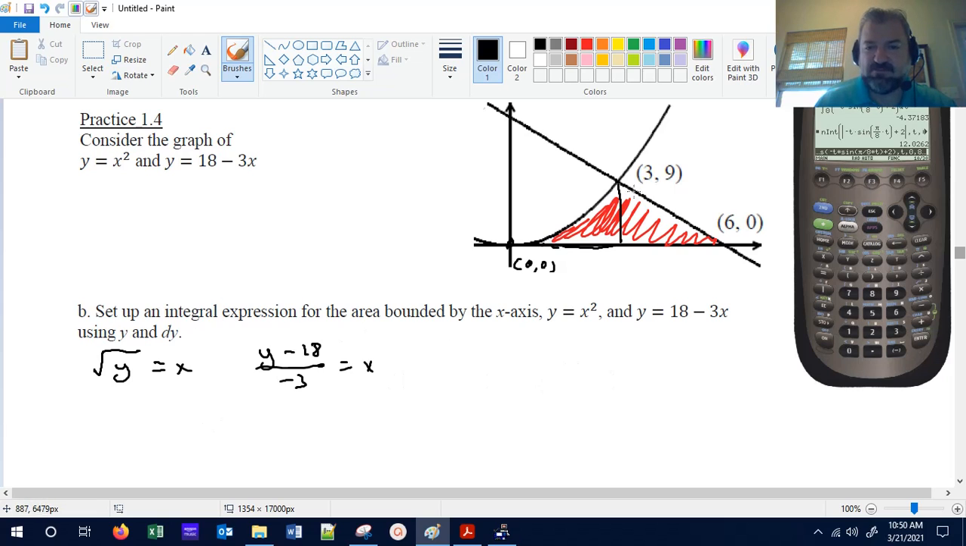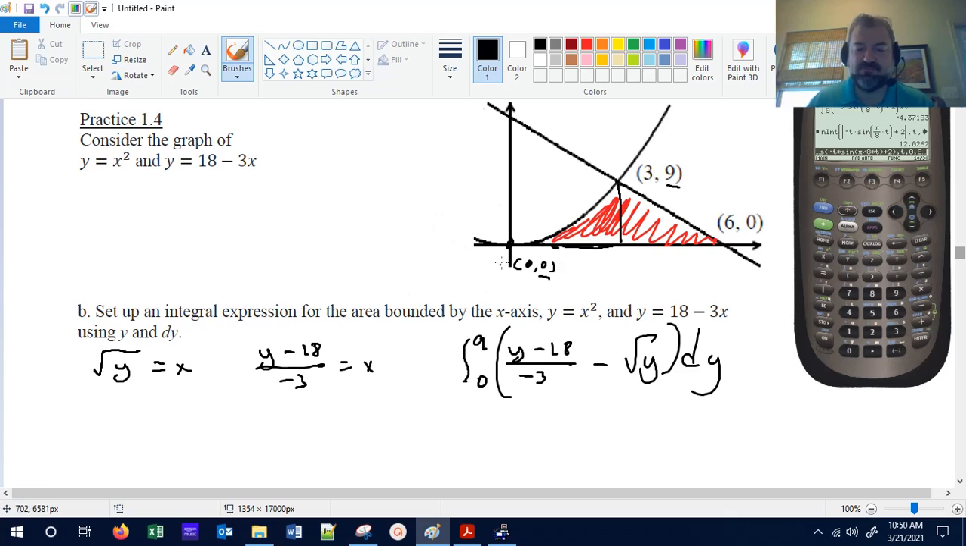So now I can integrate from the y-coordinate 0 to the y-coordinate 9. I need to use the rightmost curve, which is actually the line, so y minus 18 over negative 3, minus the leftmost curve, which is the square root of y dy. And that's extremely important that you're able to write integrals in both ways, especially when we move on to the next few lessons in this unit.